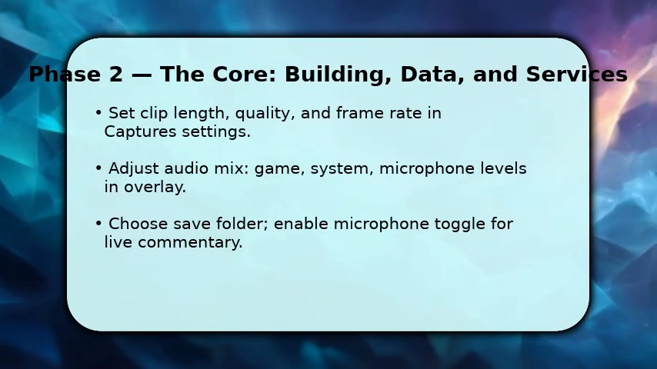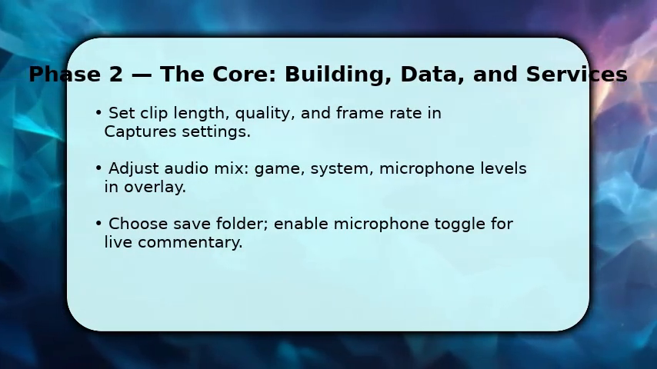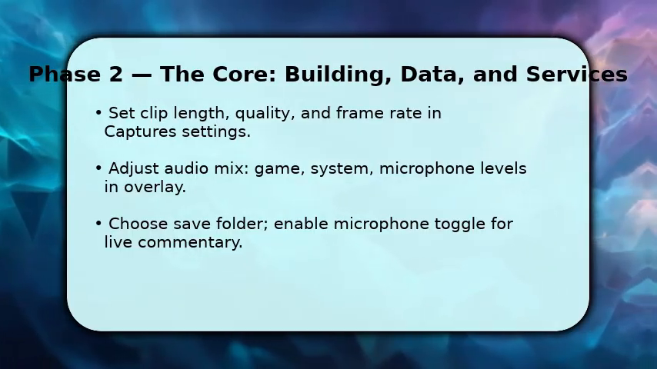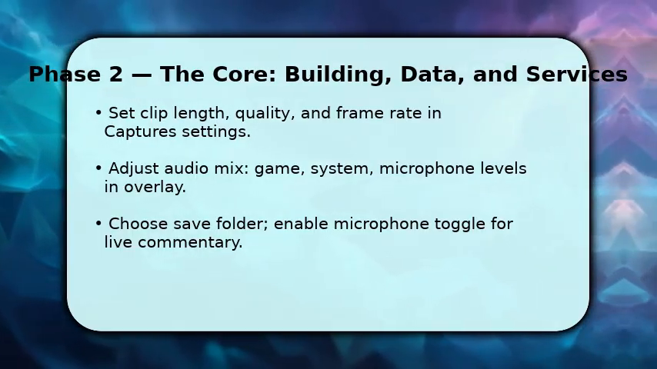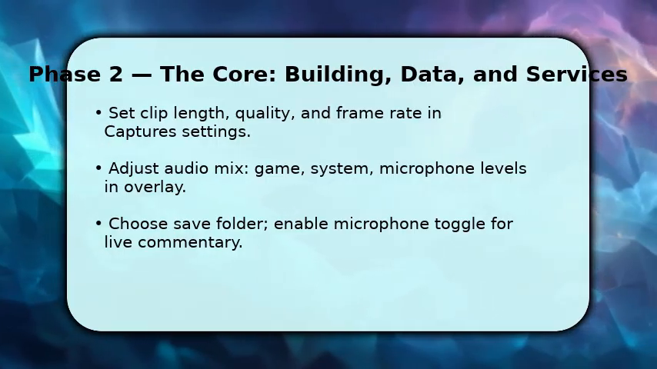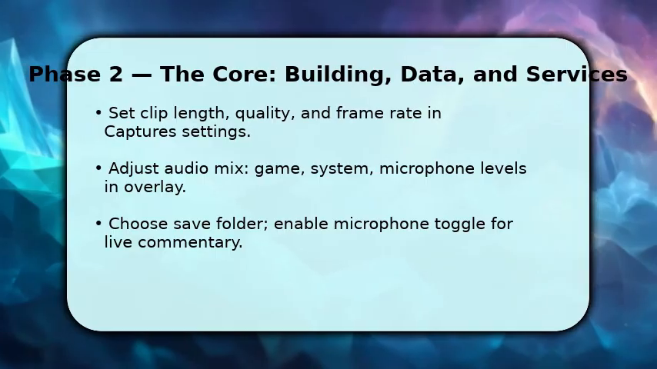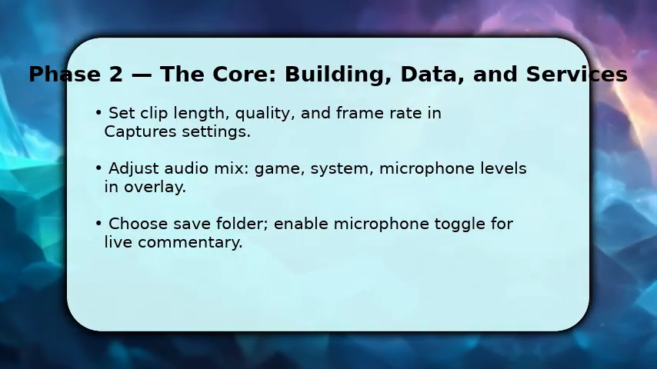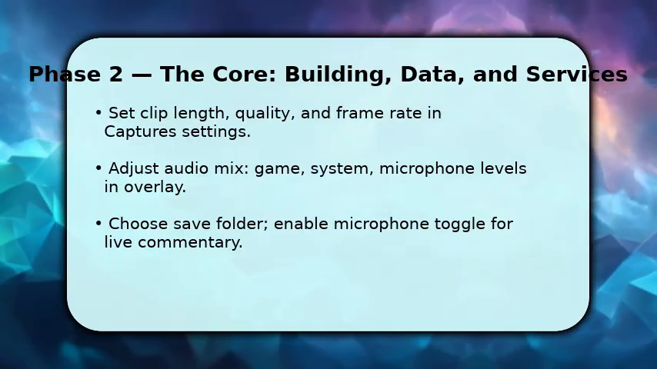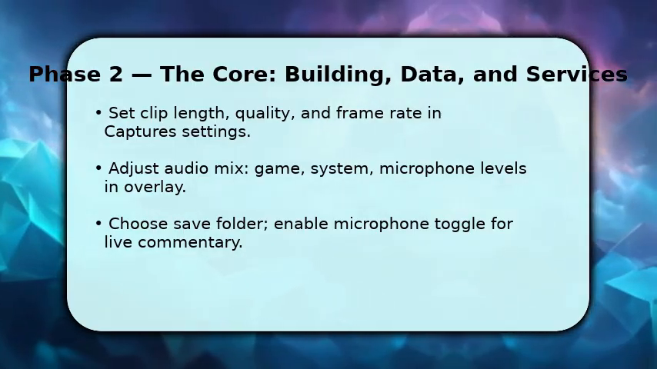Next, configure capture settings to match your goals. Open Settings Gaming Captures and pick a maximum clip length, video quality, and frame rate. Higher FPS yields smoother output but larger files. Then, within the overlay, use the audio widget to balance game sound, system audio, and your microphone so commentary sits clearly over gameplay. Also change the save folder to a drive with space.